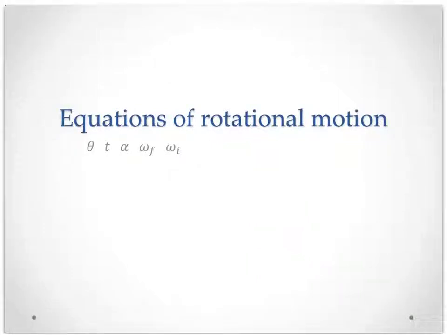In this video we're going to look at how to solve problems in rotational motion using the 5 equations of rotational kinematics. So you need to get used to these 5 symbols below. This first one here is the theta symbol. It stands for angular displacement. And this one is time, T for time. This one, alpha, stands for angular acceleration. This one is omega F for final angular velocity, and omega I for initial angular velocity.